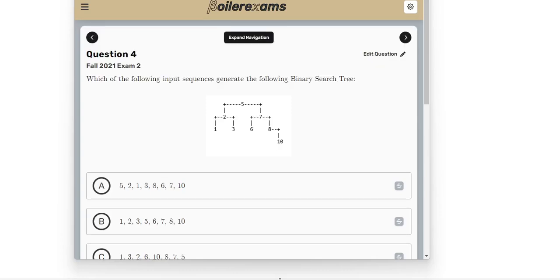Today we're looking at question 4 on the Fall 2021 Exam 2. The question states, which of the following input sequences generates the following binary search tree?